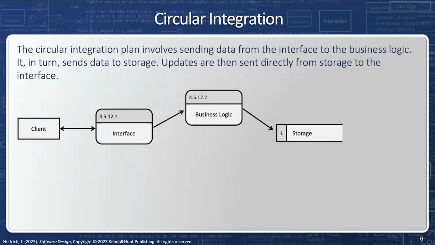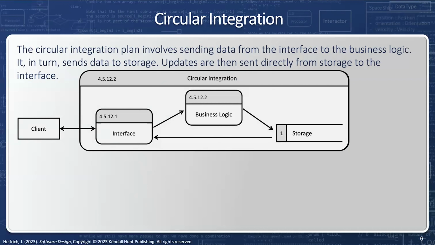Now, how is data going to get from storage to interface? Well, rather than going back through business logic, it's going to talk directly to interface. And this whole thing is called circular integration, and observe how we form a circle. In other words, when data goes from storage to interface, it doesn't have to go through business logic again. Well, how do we skip that step? Well, let's take a look at this.